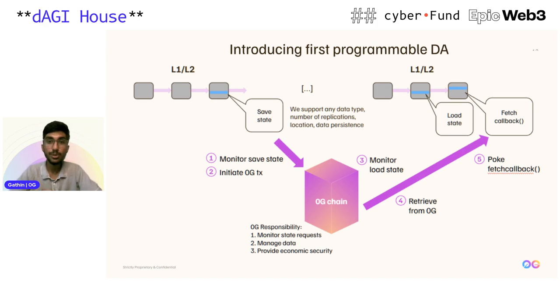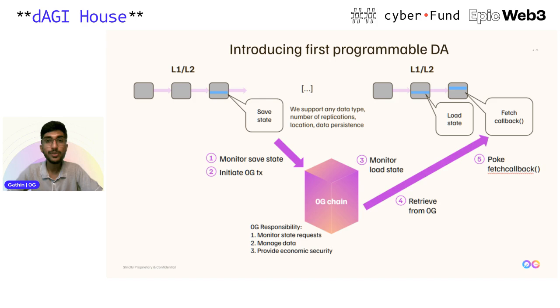Introducing the first programmable data availability layer. As you can understand what a data availability layer is, what is a programmable data availability layer? On the left side, you could see that there is an L1 or an L2 chain, and the blue line that you can see on the third block is the smart contract. Suppose the smart contract needs to save some state or some data, we can make sure that the contract emits a save state event.